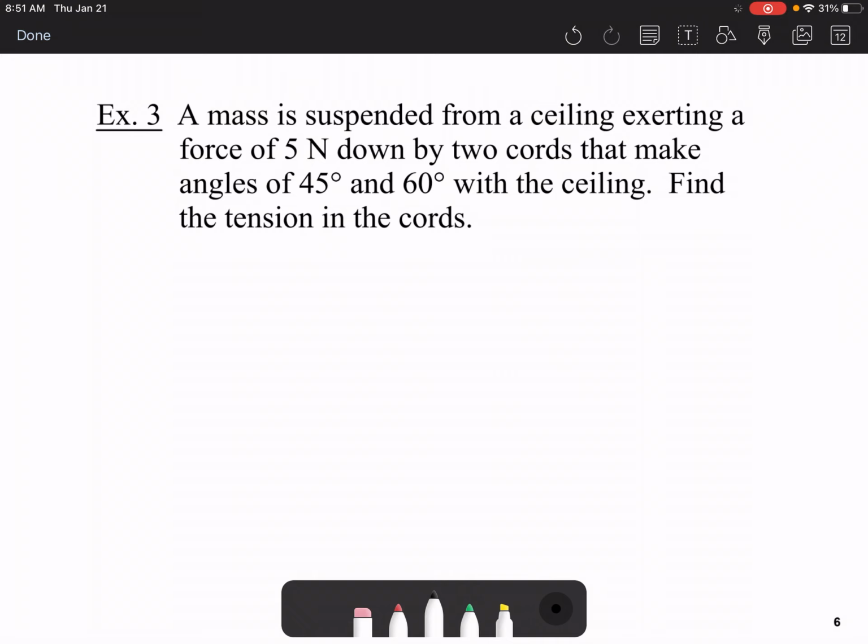So, a mass is suspended from a ceiling, exerting a force of 5 newtons downwards by two chords that make angles of 45 degrees and 60 degrees with the ceiling. Find the tension in the chords. So first of all, I'm going to draw a diagram of what this is saying.